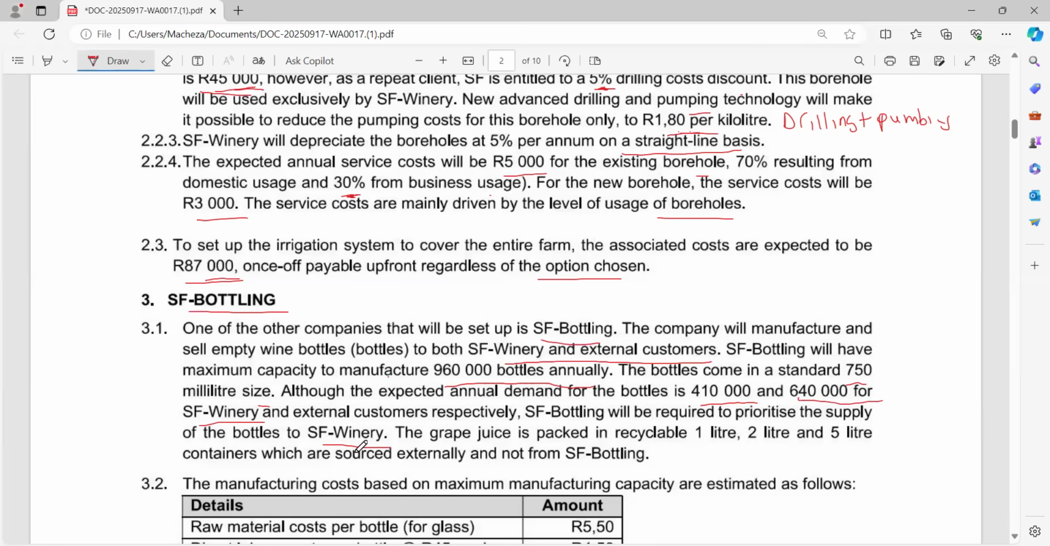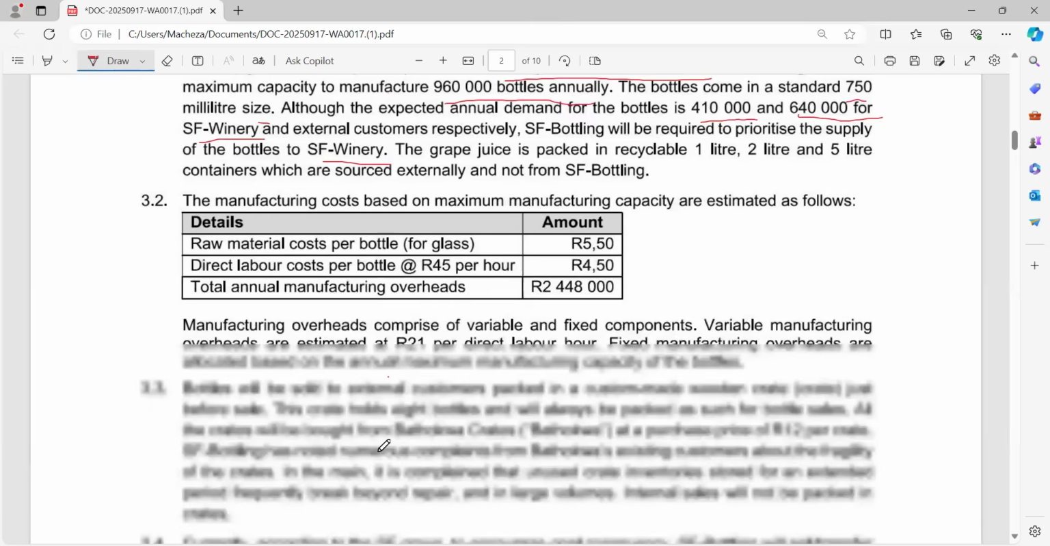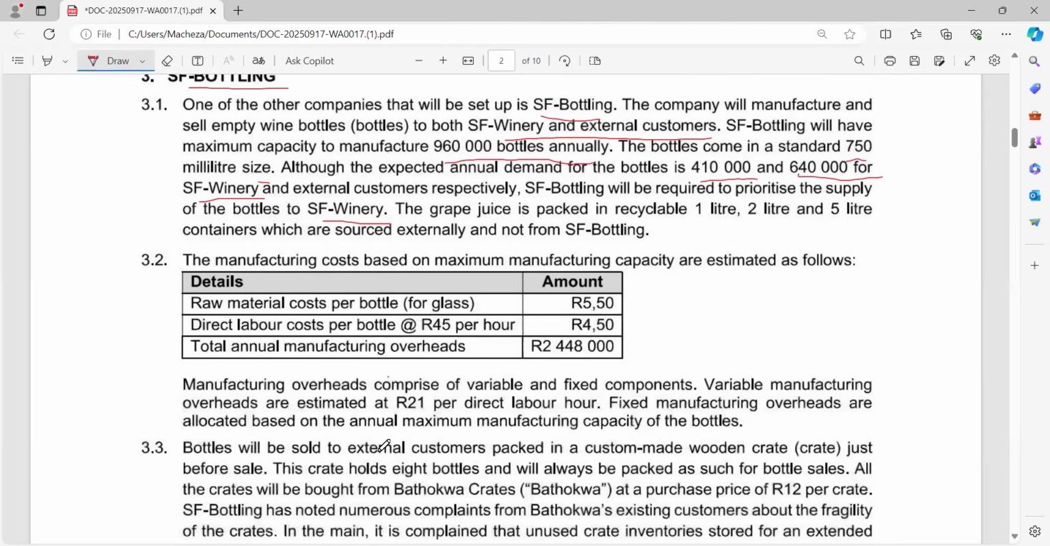Right, then they go on and say the grape juice is packed in recyclable 1 liter, 2 liter, and 5 liter containers, which are sourced externally and not from SF Bottling. Then the manufacturing costs based on maximum manufacturing capacity are estimated as follows. So here we can get our minimum transfer price.